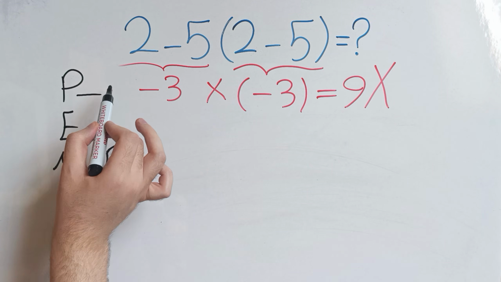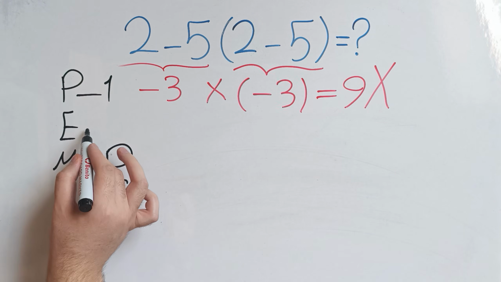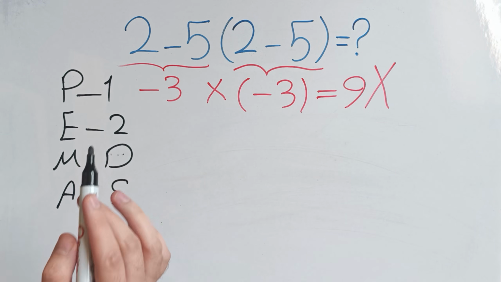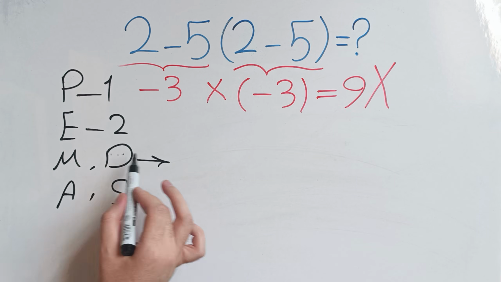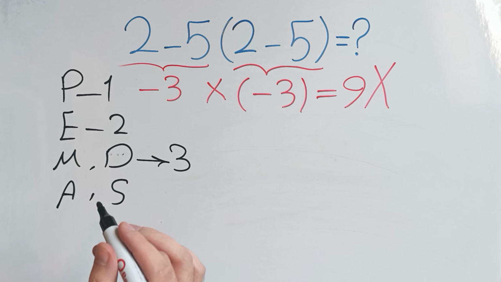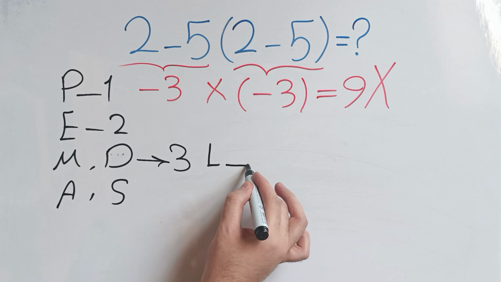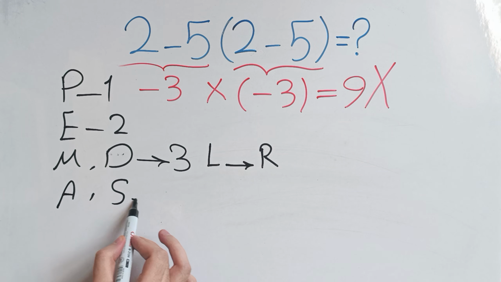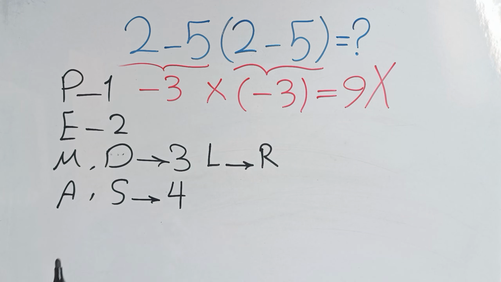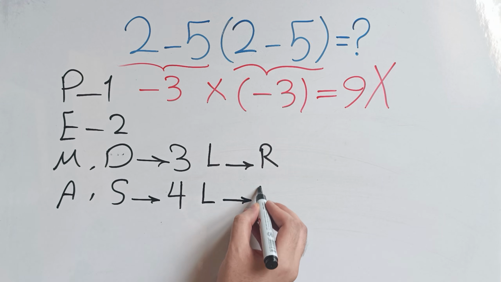First, P is for parentheses, so you always clear those out first. Next is E for exponents, like power and roots. Then you have M and D for multiplication and division. These two are on the same level, so you just solve whichever one comes first, from left to right. Finally, you get A and S for addition and subtraction, which work the exact same way. You just finish them up from left to right.